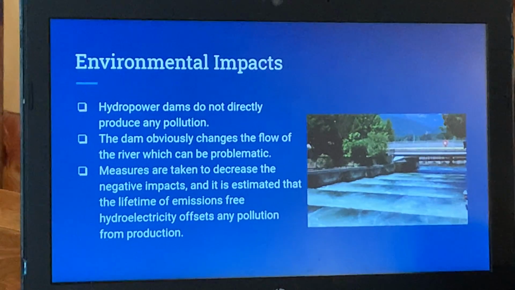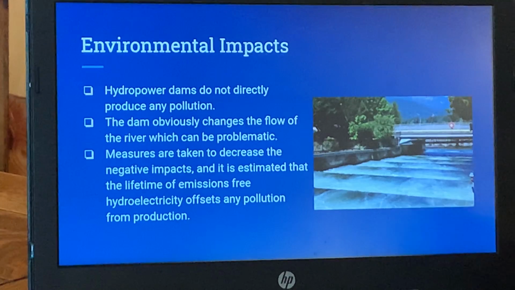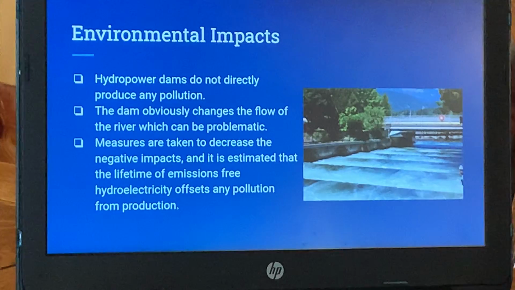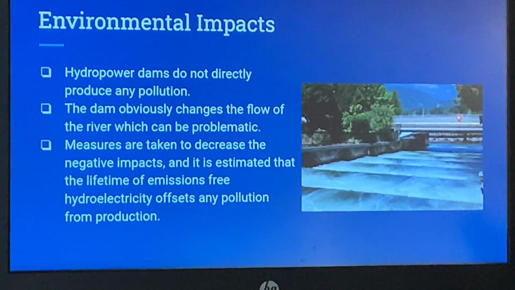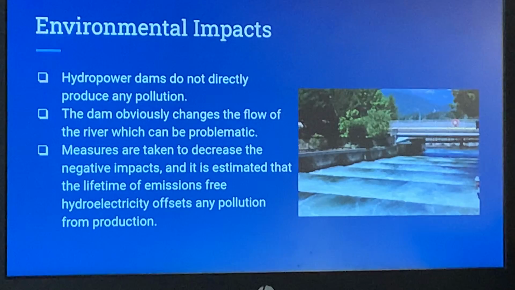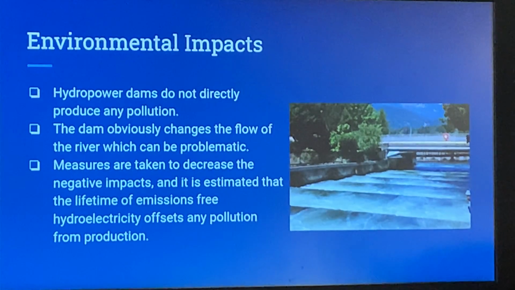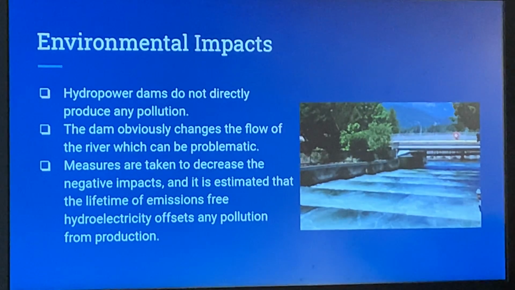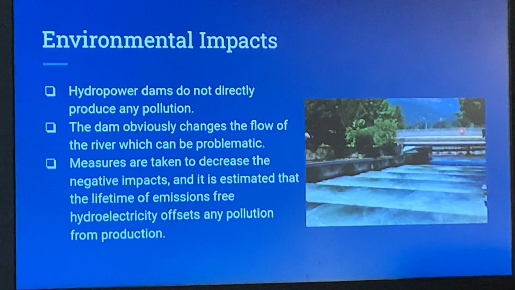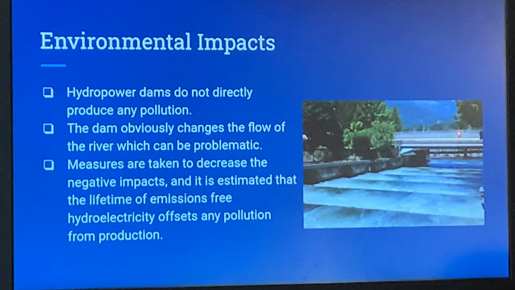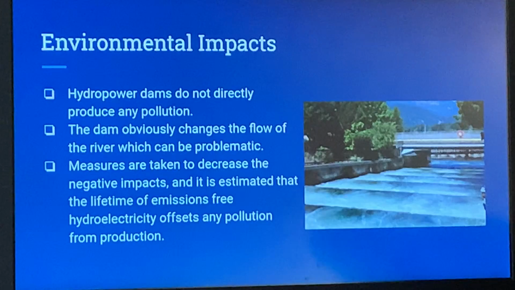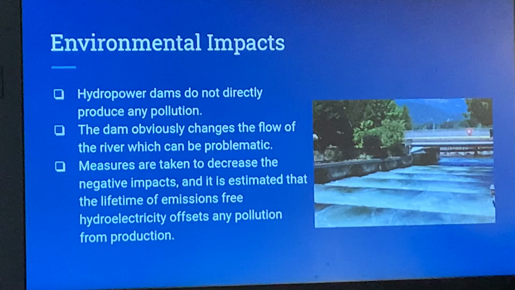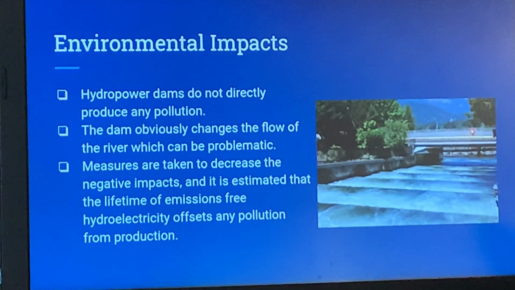So, the environmental impacts. Hydropower dams do not directly produce any pollution. However, making the components of it, such as concrete, does produce some pollution. And obviously the dam changes the flow of the river, which can cause problems. It can obstruct fish migration, change the temperature and water chemistry, and change silt and nutrient loads downstream. The reservoir that's built can also displace people, and it can dry up downstream areas such as wetlands and agricultural areas if they're not getting as much water as they normally would without the dam.